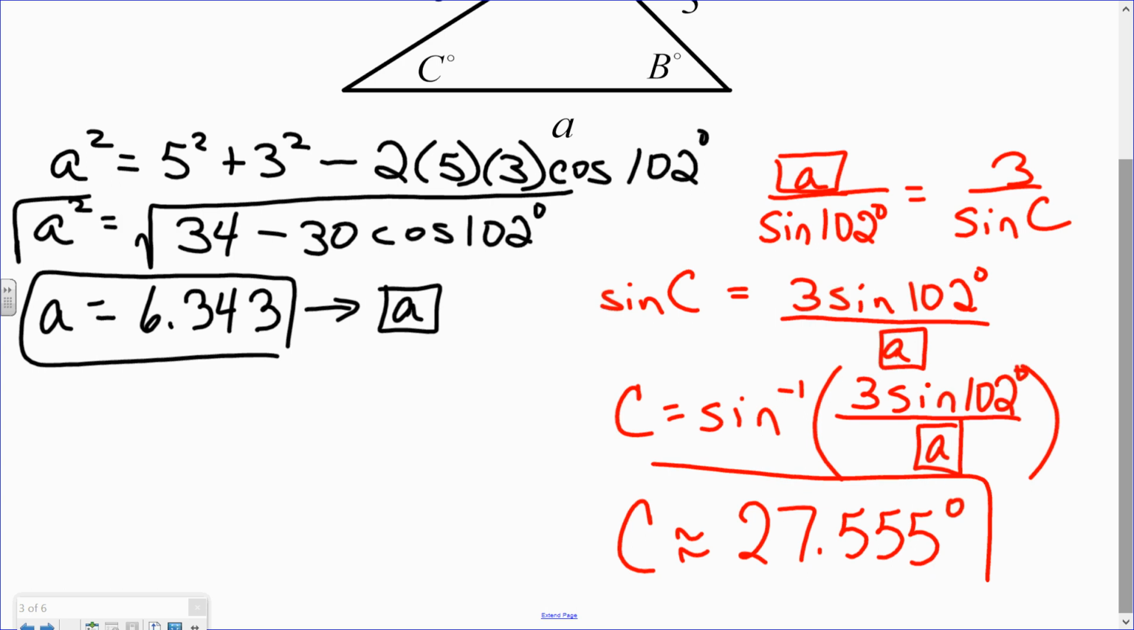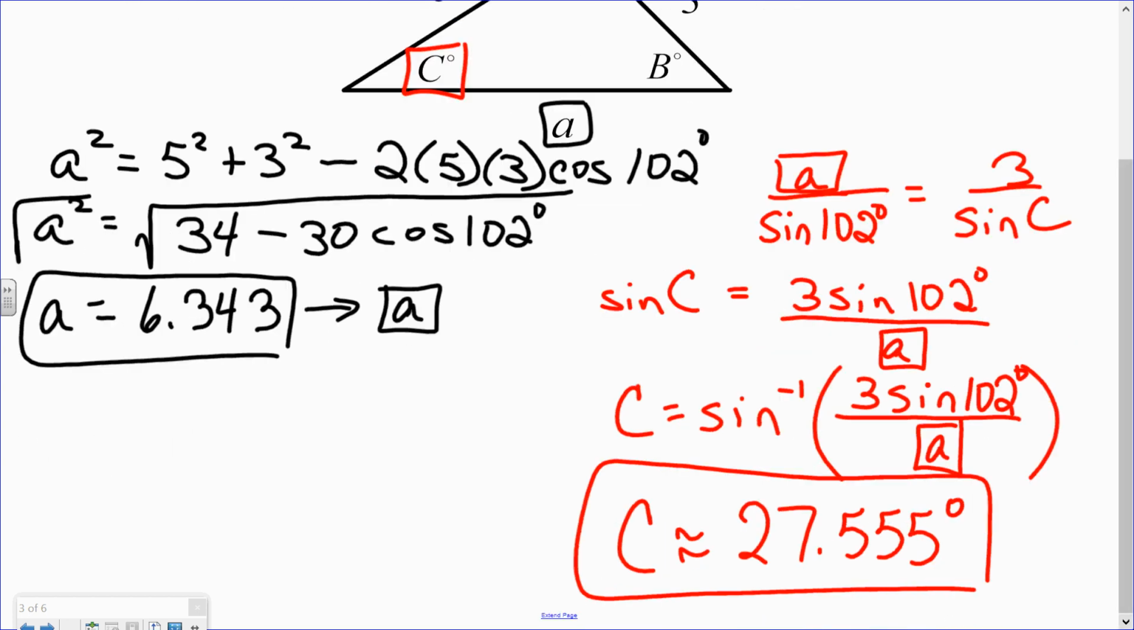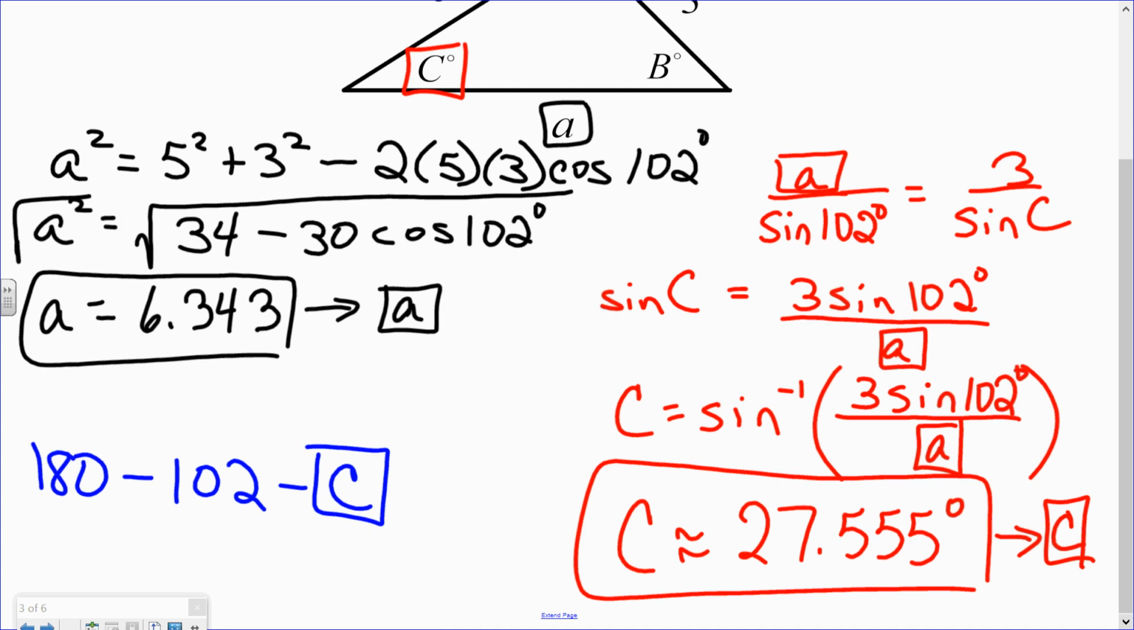So let's see where we are with solving this triangle. We got A a few minutes ago. Now we have C. Oh, we're not finished yet. So how are we going to get B? Abby. Triangle sum. So first, we better store this C that we just found. And then we can enter 180 minus that 102 minus the C that we've just found. And this will give us angle B. And Anna, what's angle B going to be?